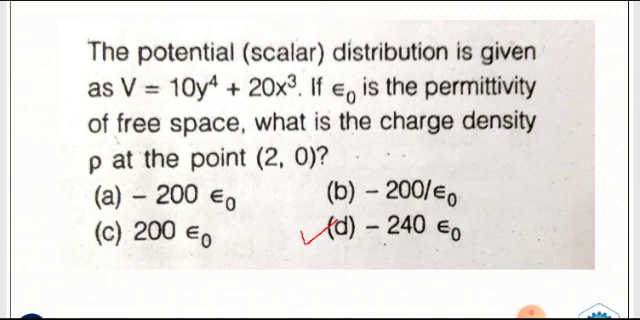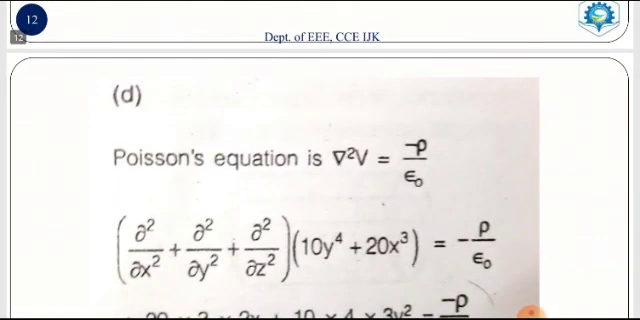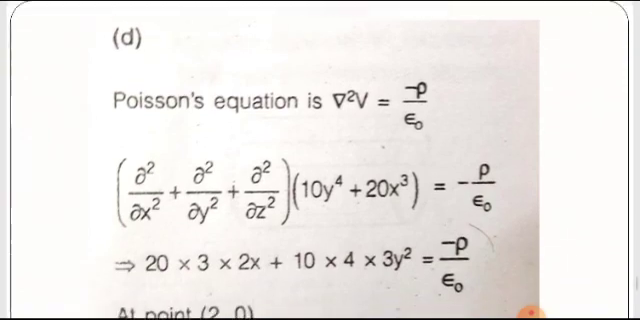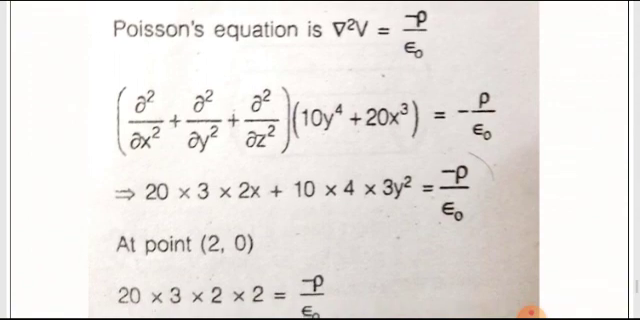Of course, the answer is D, that is minus 240 epsilon 0. Let us see how we are arriving at it. In order to arrive at this answer, we will use the Poisson equation. Del square V is equal to minus rho by epsilon 0. Del square is actually the second derivative, where del is a differential operator.